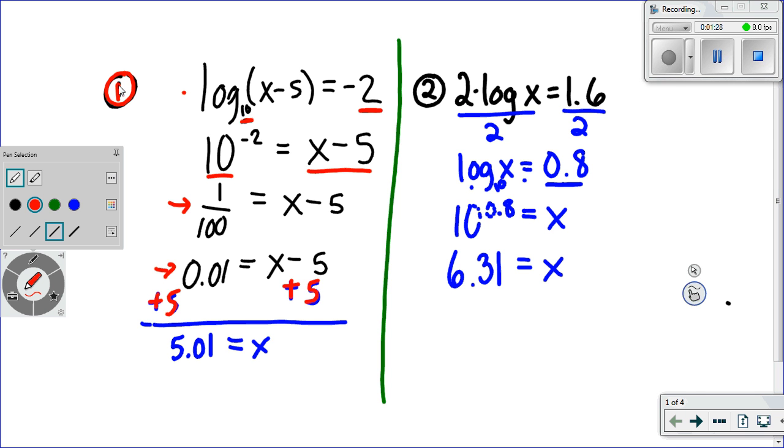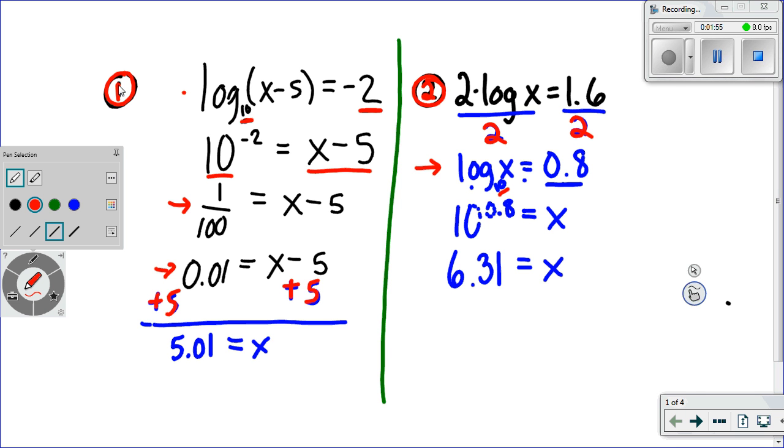Right? Okay, so let's try number 2. Here, my equation is 2 times the log of x equals 1 6/10. Well, if I just simplify that, like we did in class the other day, by dividing by 2 using some inverse operation, I'm going to have my next step. I have log of x equals 0.8, or 8/10.